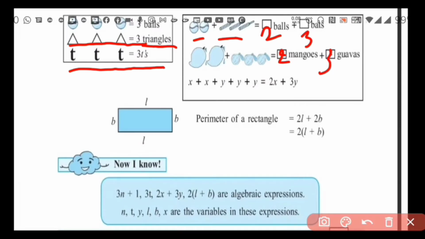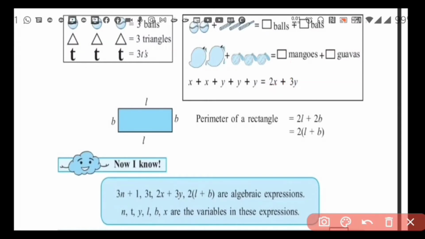Then in the next picture we can see 2x plus 3y. So in place of mango and in place of guavas, we can use the variables x and y. In place of balls and in place of bats, we can use these variables x and y. So for denoting any number of things, we can use variables.